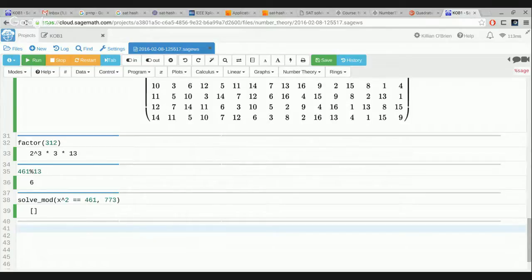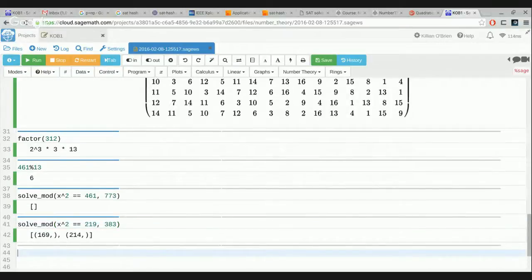What was the other one? The previous example was 219 modulo 383. So I do expect solutions here. I expect two of them, plus and minus something. Yeah, so 169 and 214 are the two square roots of 219 modulo 383. And they are plus and minus of each other. When you add them together, you should get 383. Yeah, you do indeed.